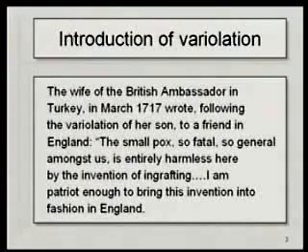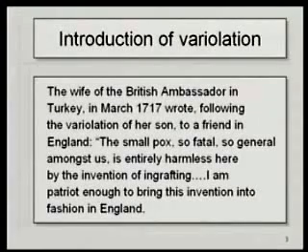And to give you a little background on that introduction of variolation, this is recorded as the wife of the British ambassador in Turkey wrote a letter home, in March 1777, following the variolation of her son in Turkey, to a friend in England.